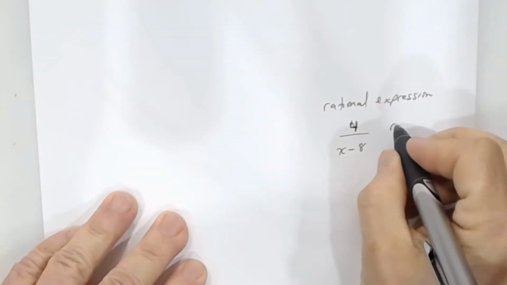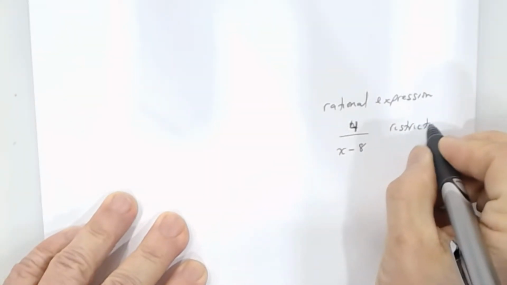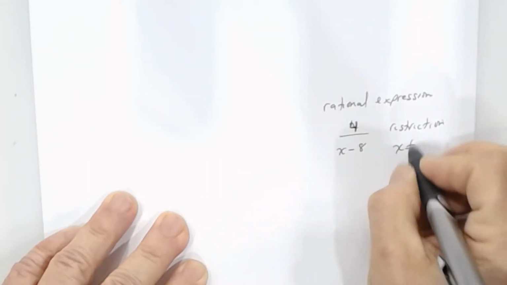That's a rational expression because you see a fraction, right? What can't x be? Your denominator can't be 0, but you didn't answer my question. What can't x be? 8. Oh, okay. X can't be 8. Because 8 minus 8 is what? 0. So your restriction is that x cannot equal what? 8.